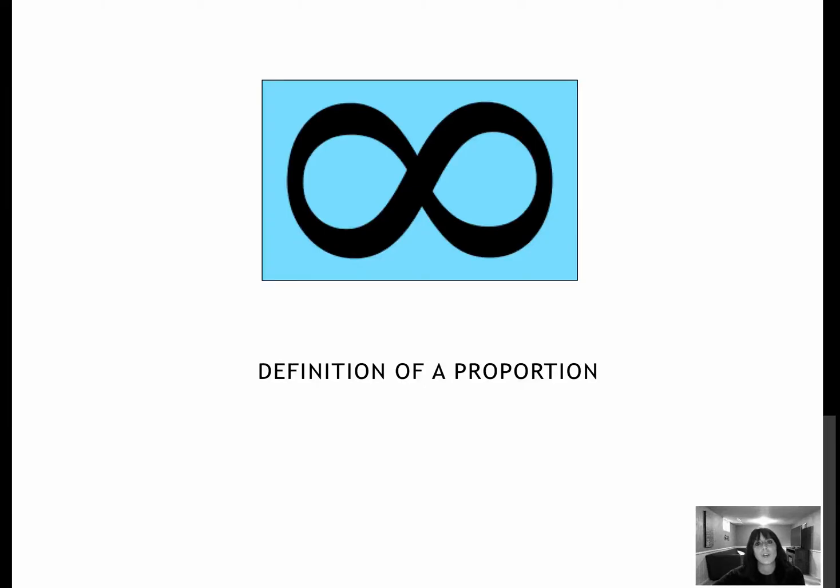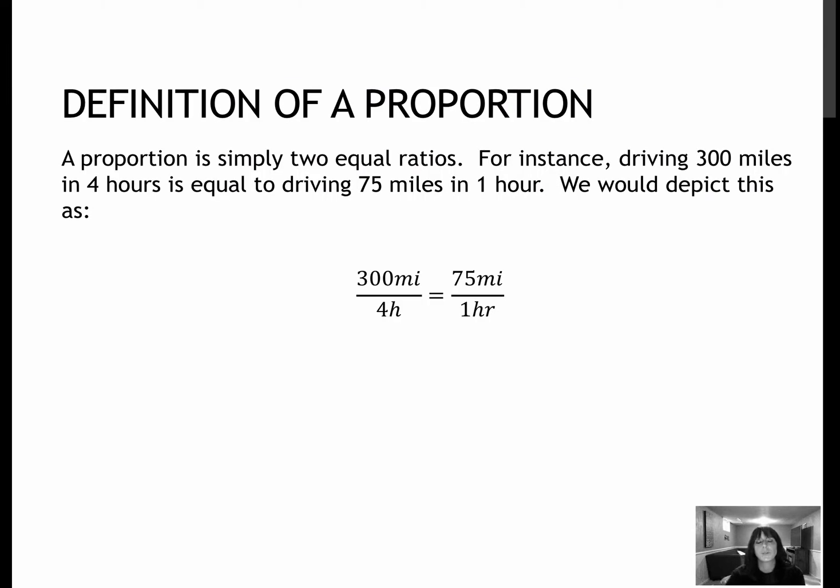Our next lesson is on proportions. So first it's important to understand what a proportion is. A proportion is simply two equal ratios. That is the simplest way to think about it. So ratios we know are fractions. We're saying that both of these are equal.